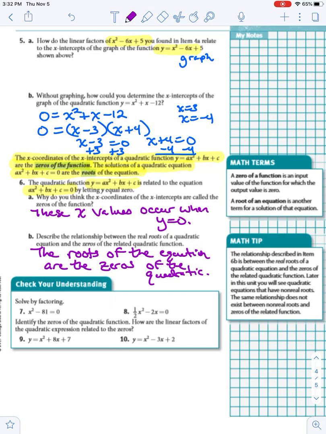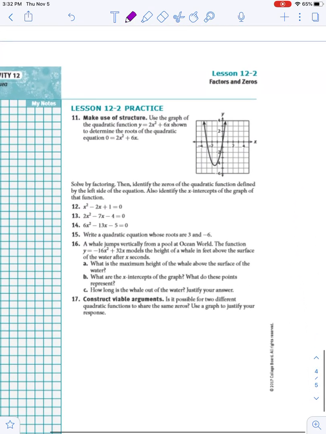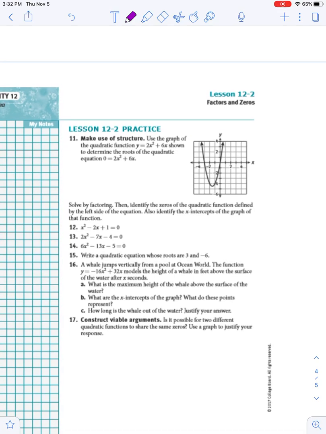All right, we've got a few more practice problems we could do, but we're going to save those for class time. Okay, and on the next page, we've got a good assignment for you to work on over the weekend. That's it for this lesson.